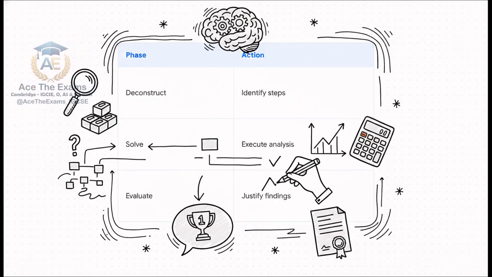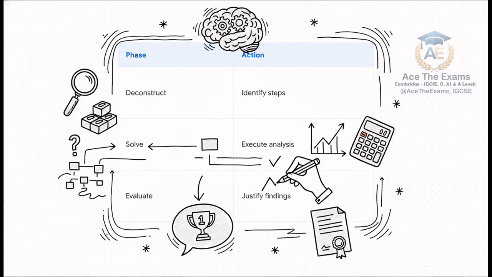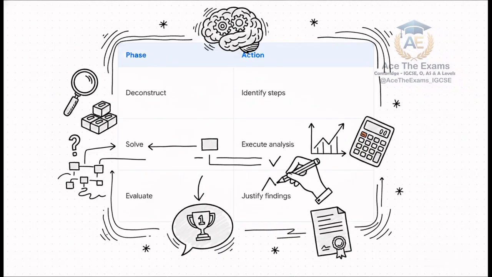In the deconstruct phase, you identify the given information and break it into logical steps. In the solve phase, you execute systematically with your clear working, and you actually pause to check if your answer is reasonable. Finally, in the evaluate phase, you make those justified recommendations.